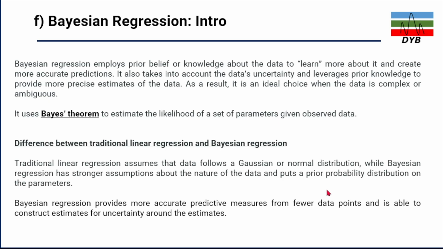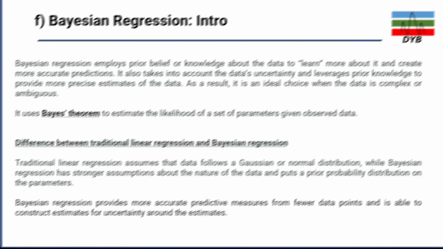So what is the difference between traditional linear regression and Bayesian regression? Traditional linear regression follows the Gaussian or normal distribution, but Bayesian regression makes a strong assumption about the nature of the data and puts a prior probability distribution on the parameters. It also provides a more accurate predictive measure from fewer data points, and it is able to constrain the estimate for uncertainty around the estimate.